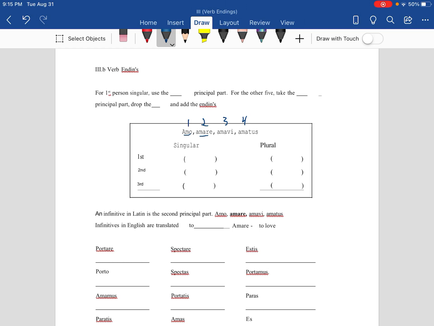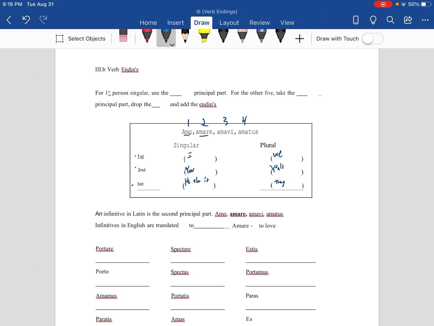Now, we've got this box here, and it's weird, and I don't know why the formatting is like that, but we'll work with it. We've got first, second, and third here, here, and here. So, first person refers to I and we. Second person is you, and since I'm from Kentucky, y'all. Third person, he, she, it, and they.